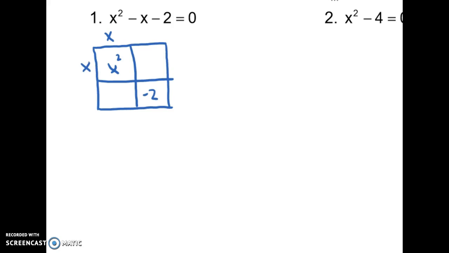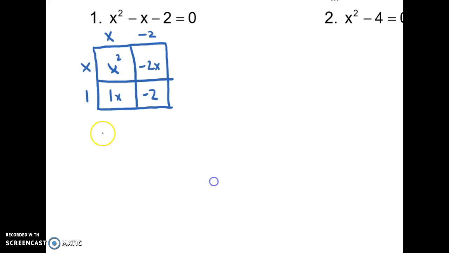And the negative 2, really I don't have many choices here. It's going to be a negative 2 and a 1, or a negative 1 and a 2. But my goal is to add up to a negative 1x in the middle. So I think I'm going to use a negative 2 and a positive 1. And just to double check, I've got a 1x and a minus 2x. When I add these terms together, I do get negative 1x, so that is the right factor combination.